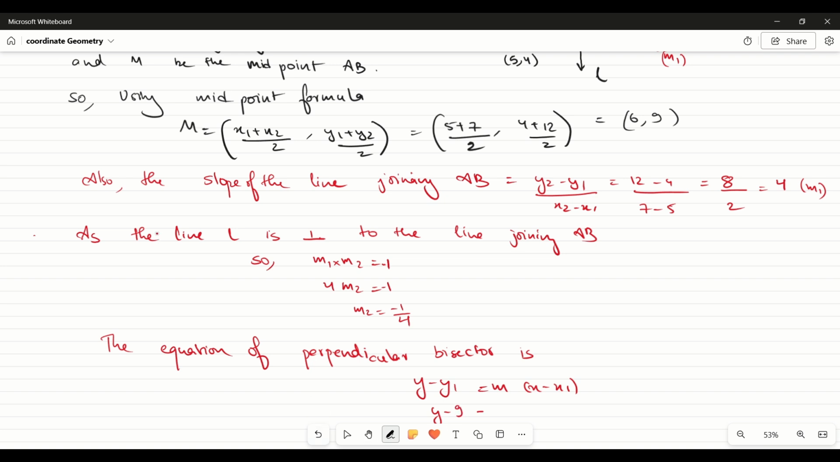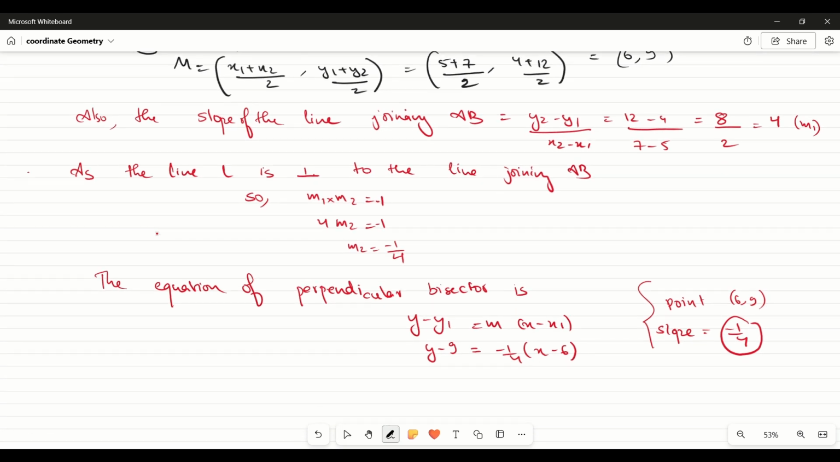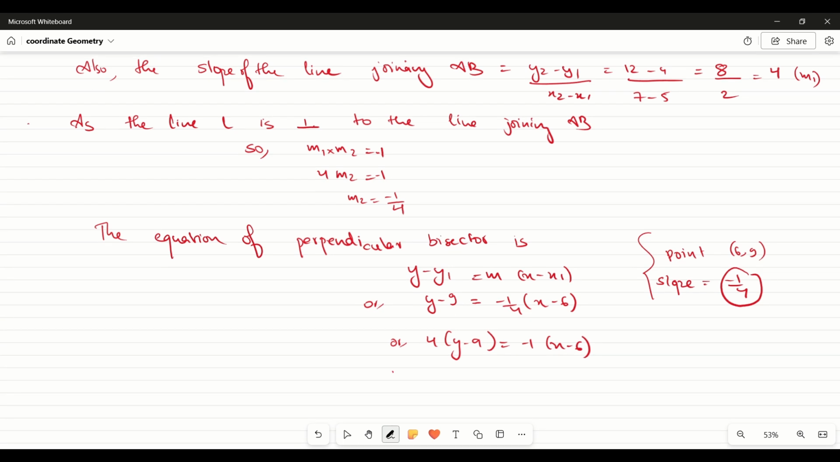So if you see the points, the coordinates we are going to use: y minus 9 equals -1 by 4 times (x minus 6). The point was (6, 9), and the slope which we are going to use is -1 by 4 because that's the slope of the perpendicular bisector. So we have 4(y minus 9) equals minus 1 times (x minus 6).